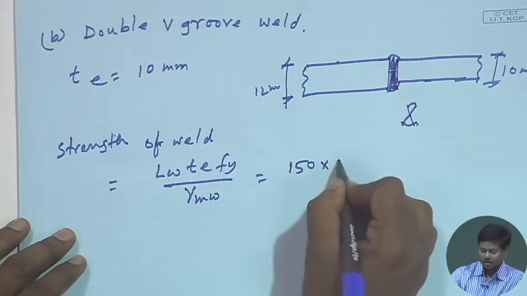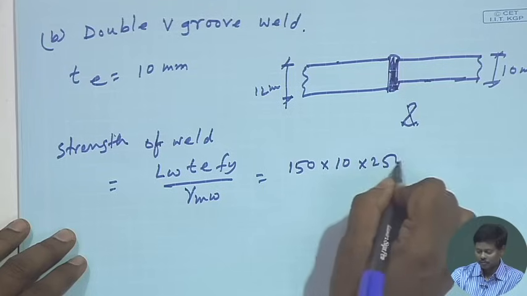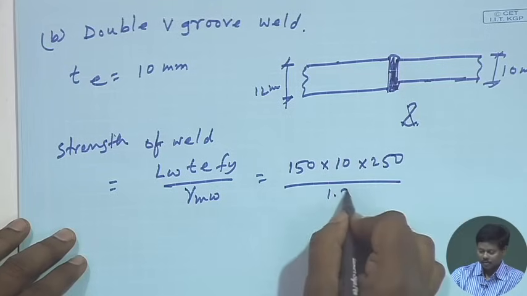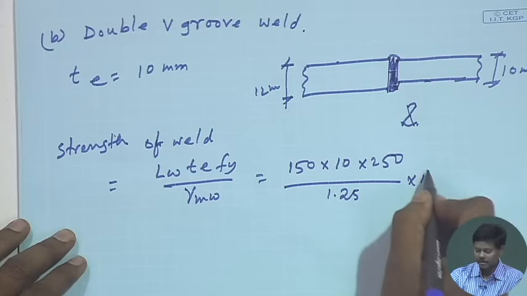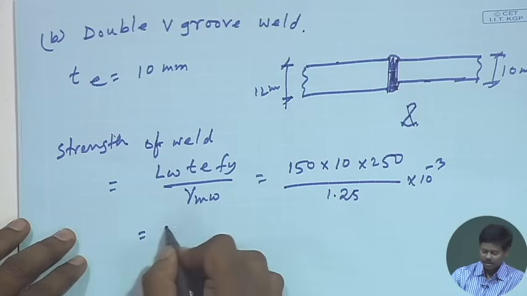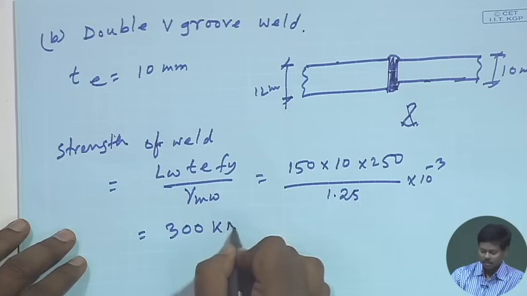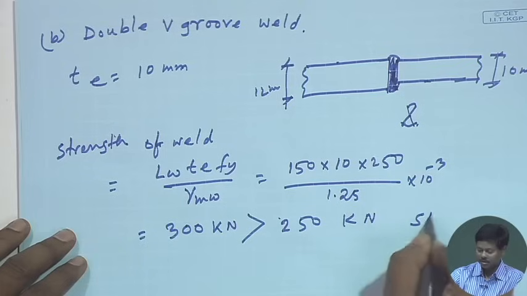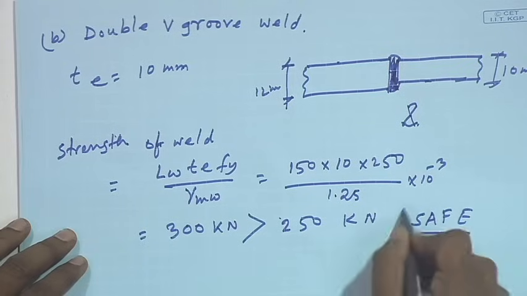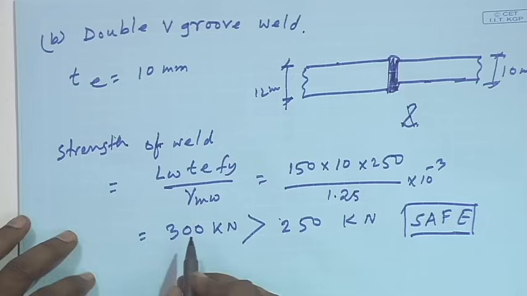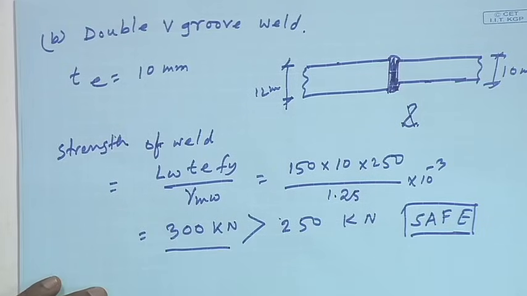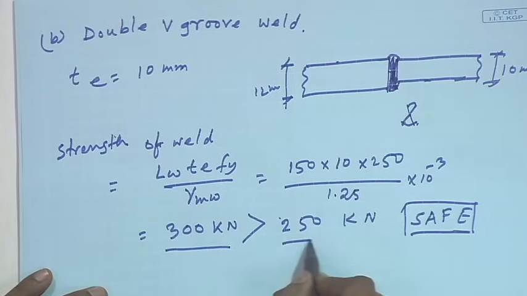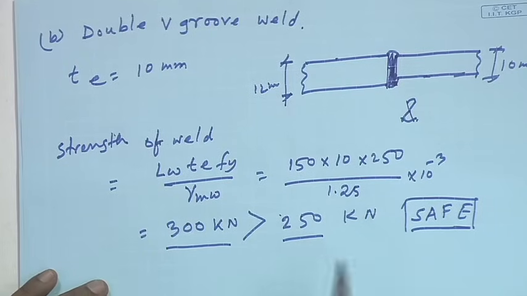This is 150 into 10 into 250 by 1.25 into 10 to the minus 3. This is becoming 300 kilonewton and it is more than 250 kilonewton. That means it is safe, right, because the strength of the weld is coming 300 kilonewton and the external tensile force is 250 kilonewton. So, the strength is okay, means the joint is okay.